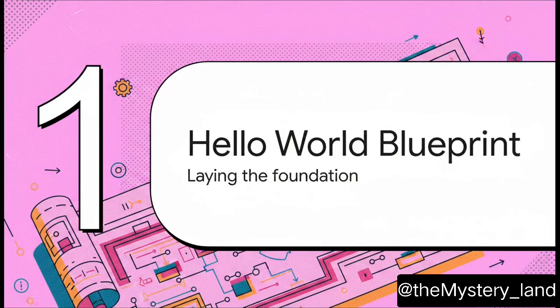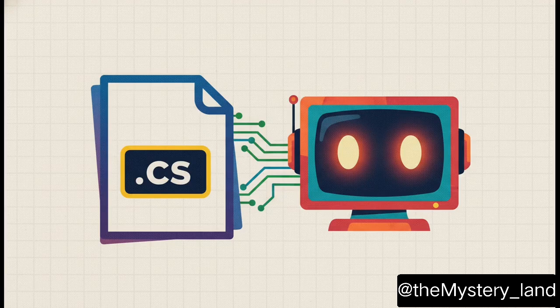First up, the Hello World blueprint. Before we can command the machine to do anything at all, we obviously need a place for our commands to live. Think of this as laying out the physical paper for the blueprint of our program. Our file is called program.cs.